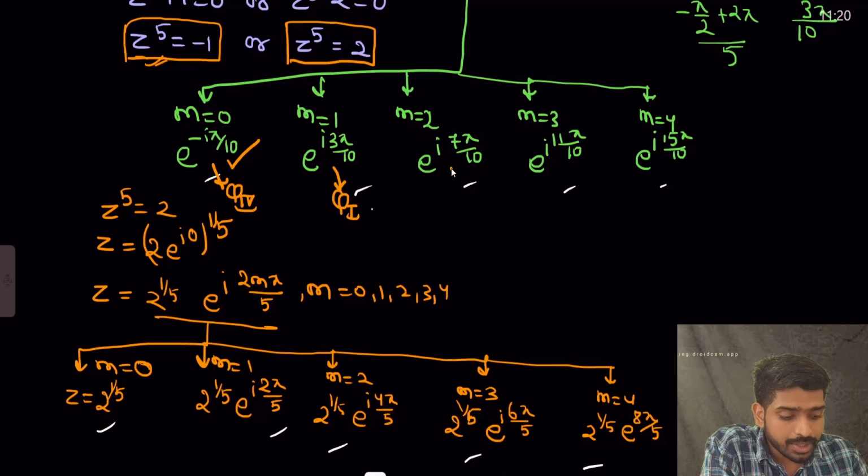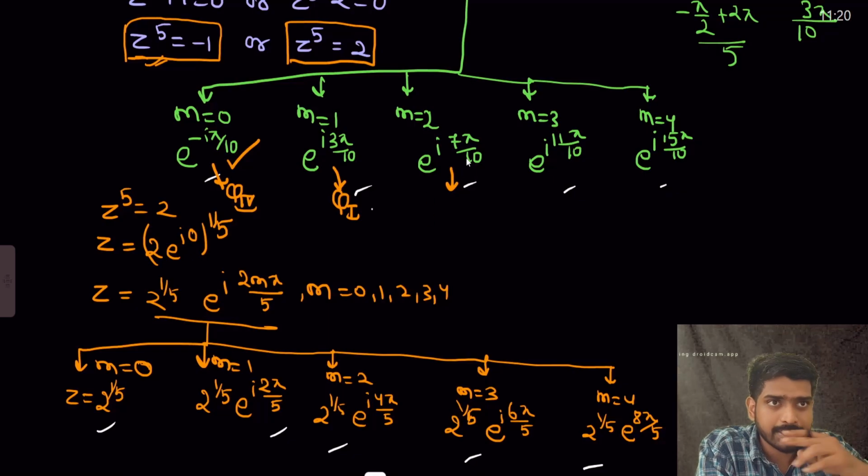This one is in which quadrant? This one, if you see, is 7 pi by 10. 7 into 18 degrees, right? 7 into 18 degrees will be around 126.